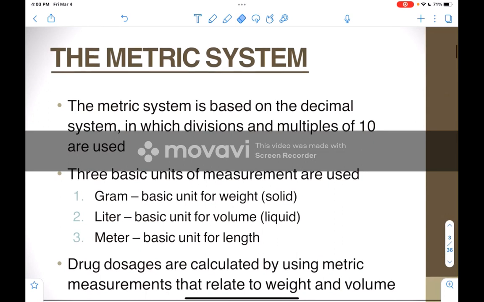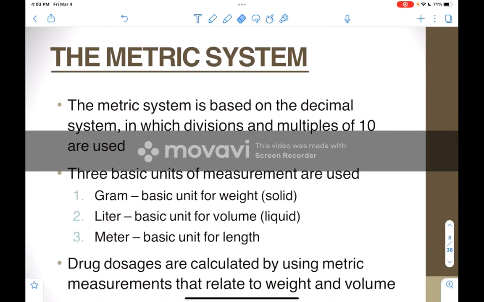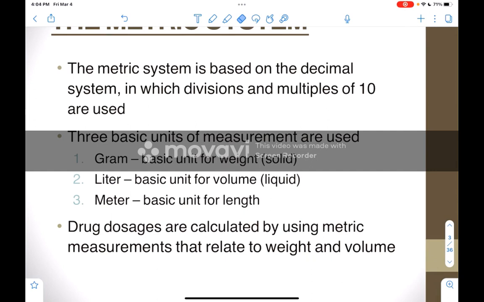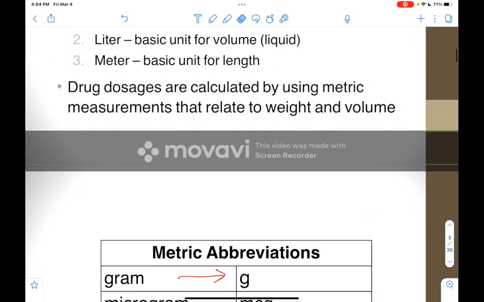Okay. So the metric system is based on the decimal system, in which everything is divided and multiplied by tens. So it's actually pretty simple once you understand that. The three basic units of measurement are: for solids, we weigh in grams; for liquid, volume is measured in liters; and the basic unit for length is a meter. And drug dosages are calculated by using the metric measurements that relate to weight and volume.